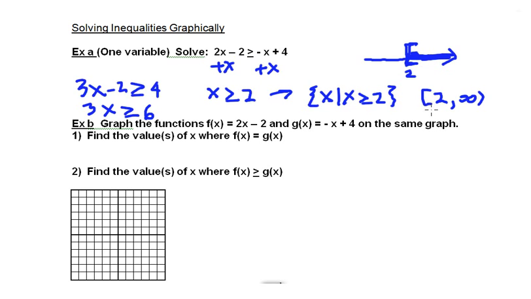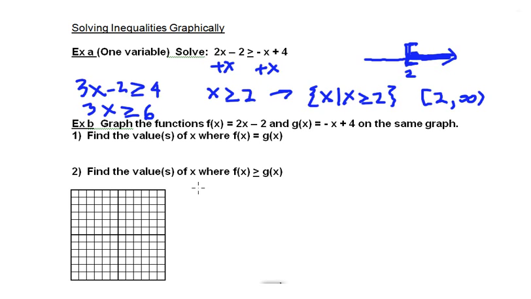But we can also solve this same inequality graphically, and so we're going to take a look at this example, which is essentially the same inequality. But what we've done is deconstructed the two parts, the left-hand side and the right-hand side, into two separate functions. So the first function is the left-hand side, which is 2x minus 2, and the right-hand side is g of x, which is negative x plus 4. And the first thing it asks us to do is to graph both of these functions on the same graph. So let's go ahead and do that.